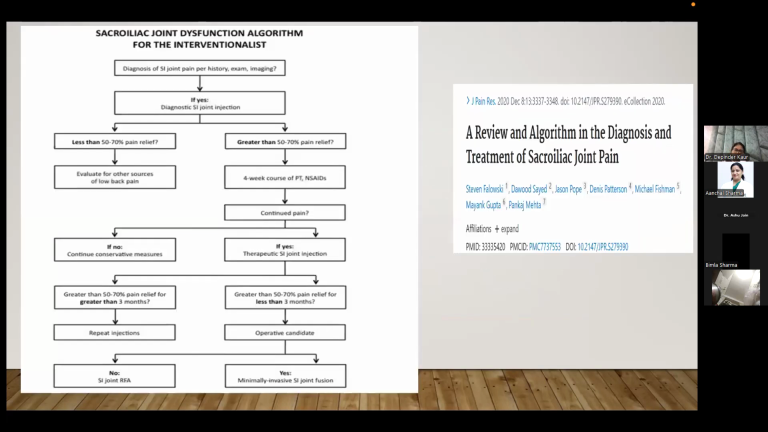This is a very good algorithm published in the Journal of Pain Research about sacroiliac joint dysfunction, which we can go through. The SI joint is diagnosed by history, examination and imaging. If you can give a diagnostic injection straightforward, it is sometimes therapeutic as well. If you are able to give greater than 50 to 70% pain relief, then it is okay. But if the patient still has pain, then you can consider therapeutic SI joint injections, or proceed with radiofrequency ablation or minimally invasive SI joint fusion surgery.